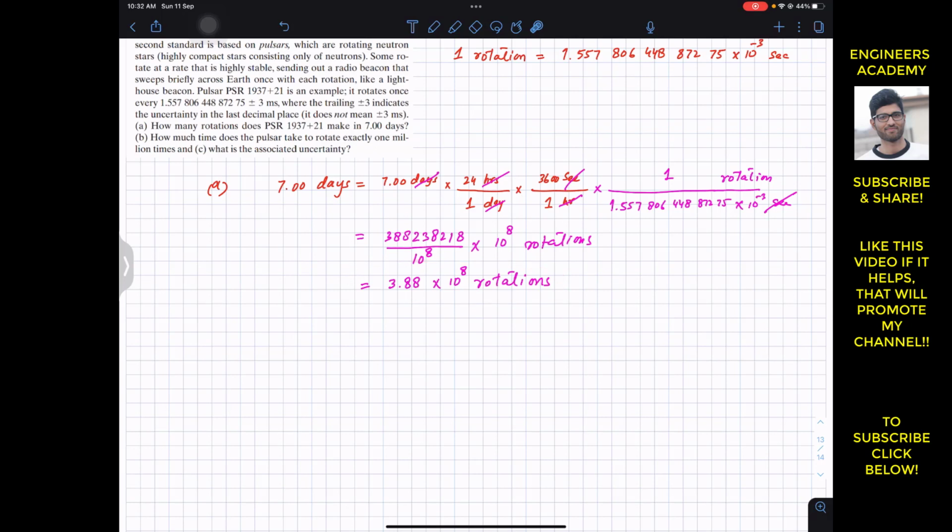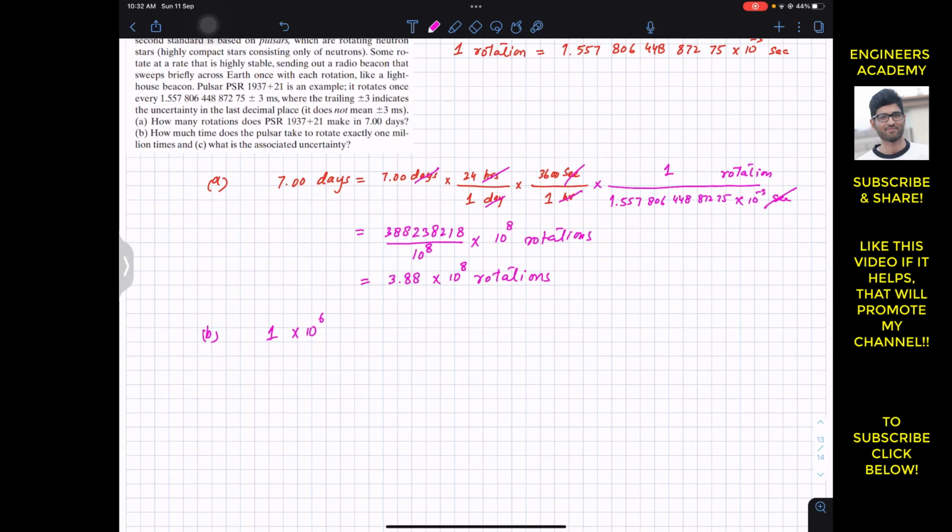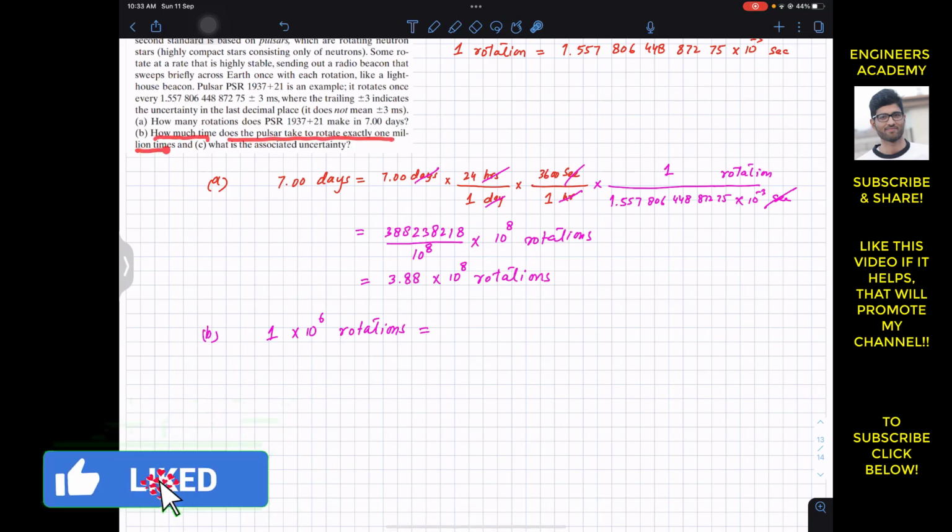Now in part B, it is asked how much time does the pulsar take to rotate exactly 1 million times. So now 1 million is 10 raised to the power 6. 1 into 10 raised to the power 6 is 1 million, right? So now 1 multiplied by 10 raised to the power 6 rotations, right? Now it is given that 1 million times rotation, so now we are given rotations and we need to convert this rotations into time, right? How much time does the pulsar take to rotate 1 million times?